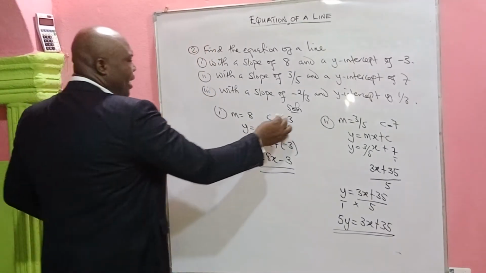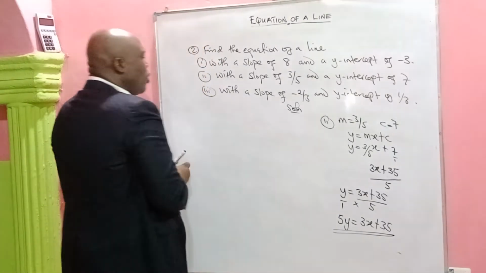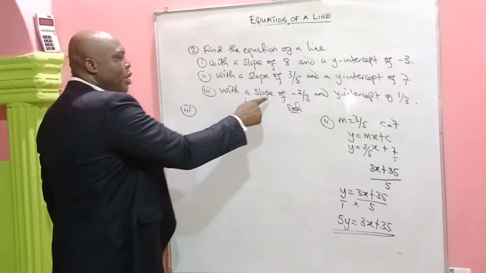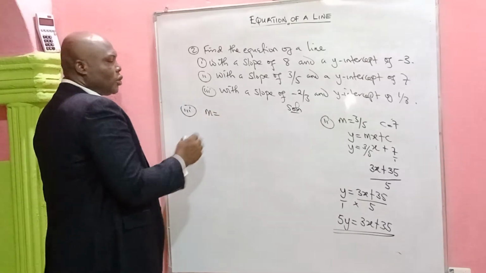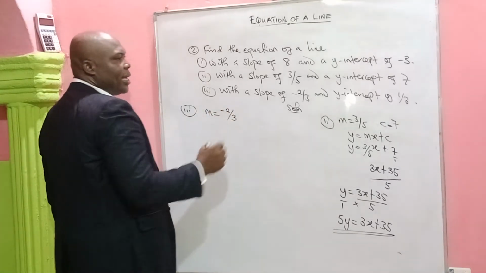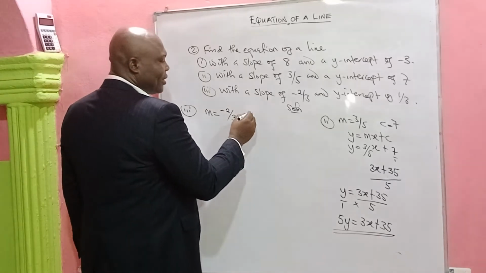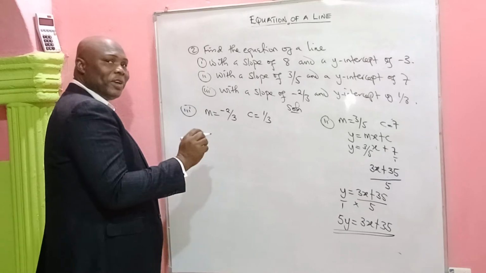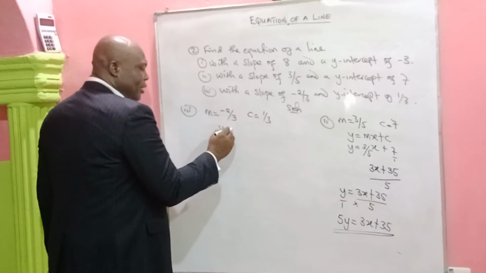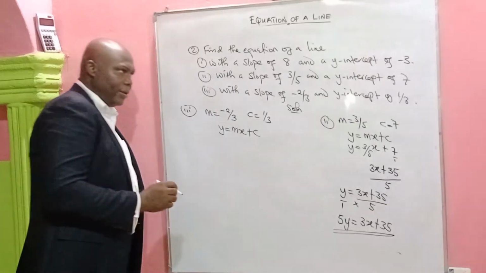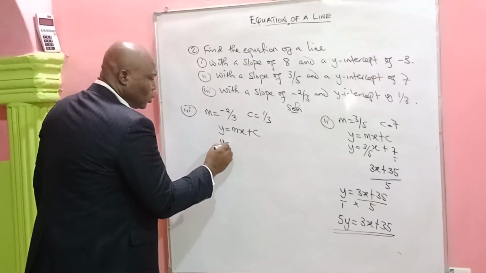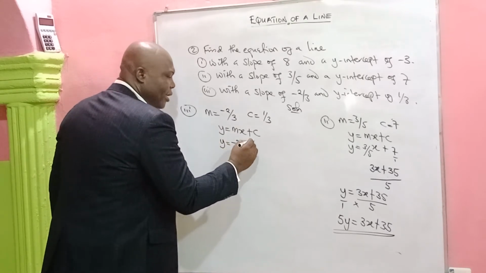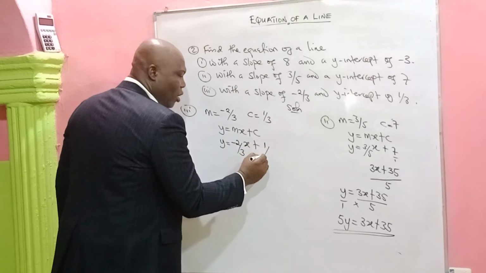Alright, so we are going to take the next one, the last one, I. We've been asked to find the equation of a line with a slope. The slope is m. The slope is minus 2 all over 3, and the y-intercept, which is c, is equal to 1 all over 3. We know that the equation of a straight line is given by the formula y is equal to mx plus c. And so y is equal to our m, which is the slope, minus 2 all over 3 of x, plus our c, which is 1 all over 3.